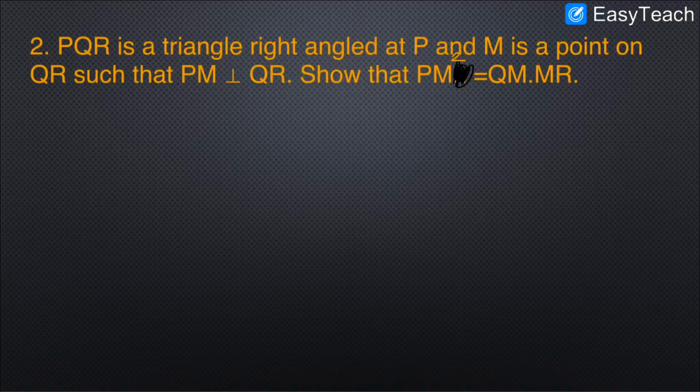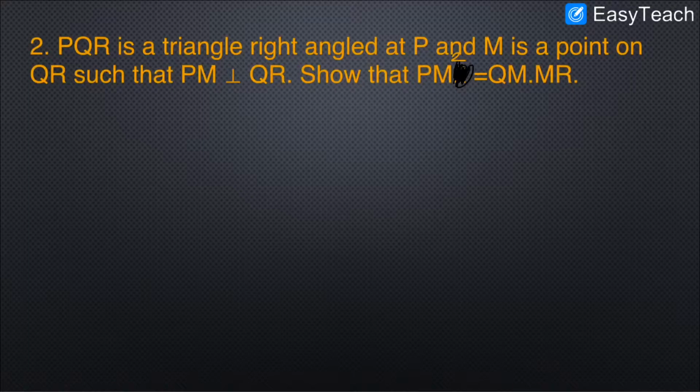PQR is a triangle right angled at P and M is a point on QR such that PM is perpendicular to QR. Show that PM square equal QM dot MR.